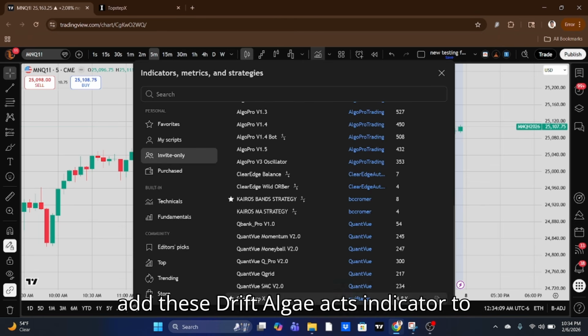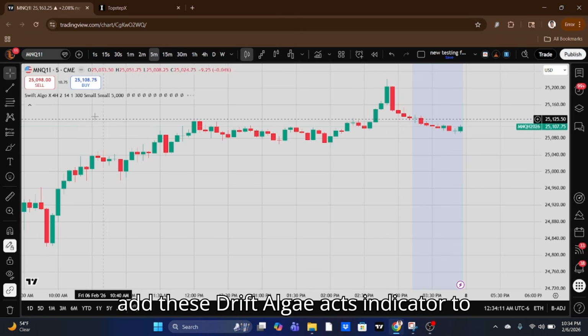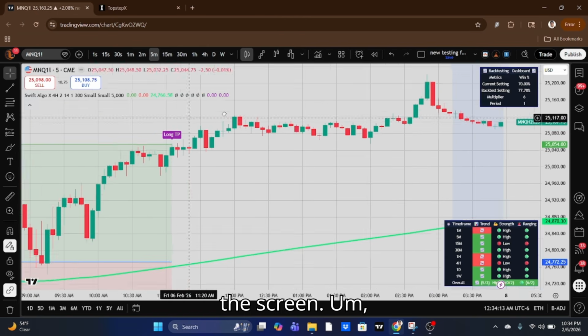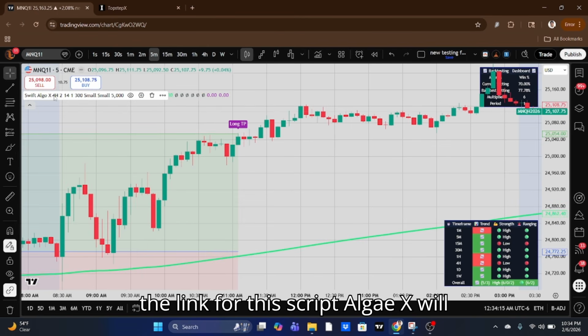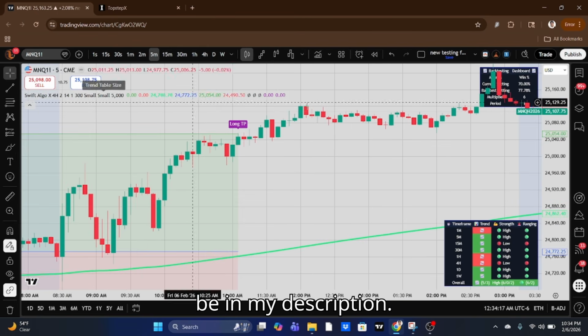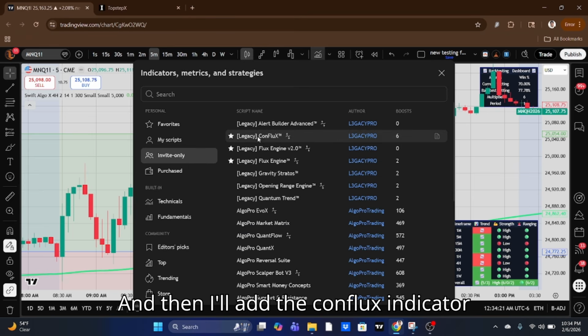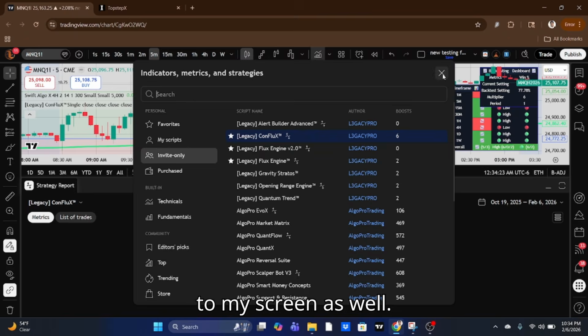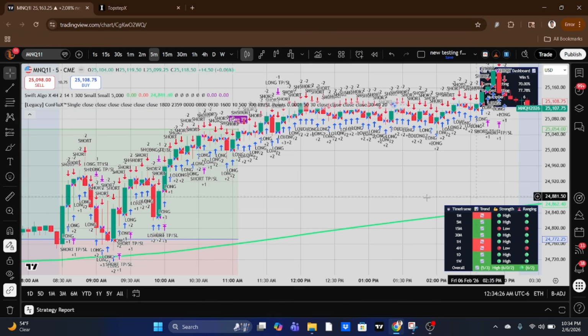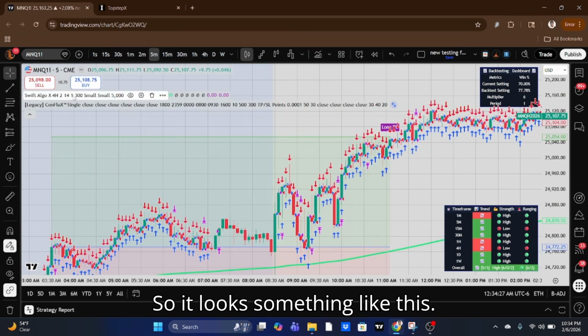So let's add the Drift Algo X indicator to the screen. The link for the Drift Algo X will be in my description. And then I'll add the ConFlux indicator to my screen as well. So it'll look something like this.